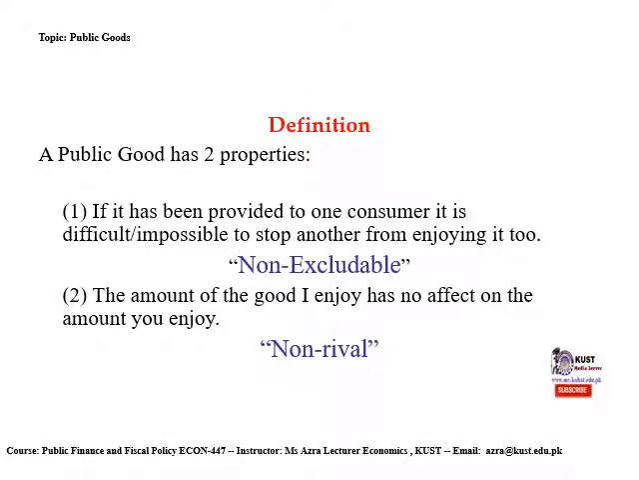Definition: a public good has two properties. First, once it has been provided to one consumer, it is difficult, even impossible, to stop another one from enjoying it too. It is non-excludable. Second, the amount of the good you enjoy has no effect on the amount another person enjoys. It is a non-rival good.